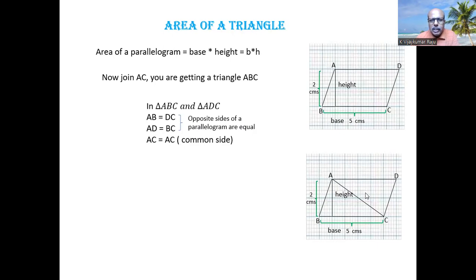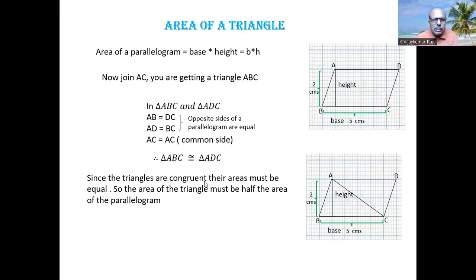That means these two triangles are congruent by SSS congruency. We have learned in lower classes and in ninth also that this is a congruency. That means triangle ABC is congruent to triangle ADC. So since these two triangles are congruent, their areas must be equal.